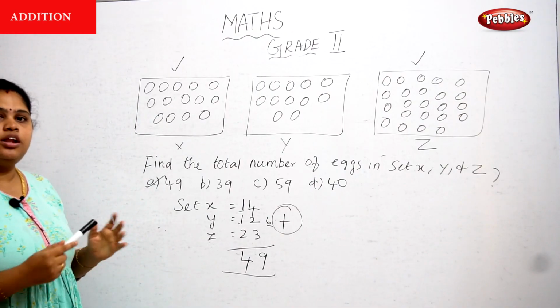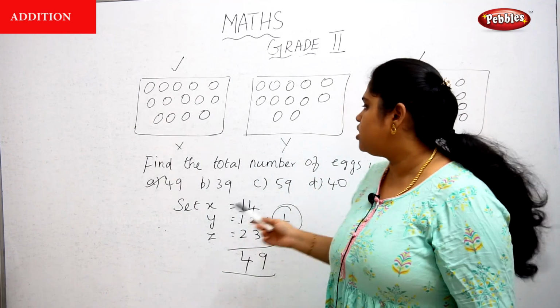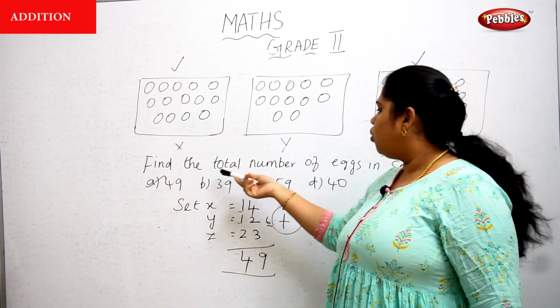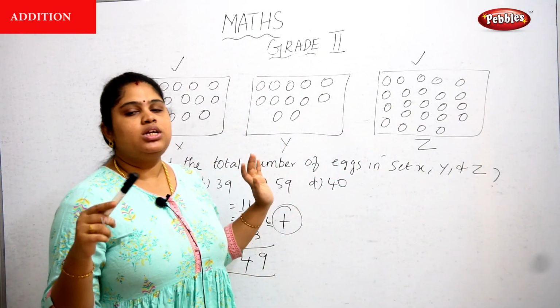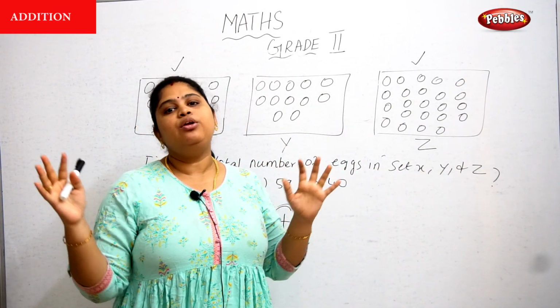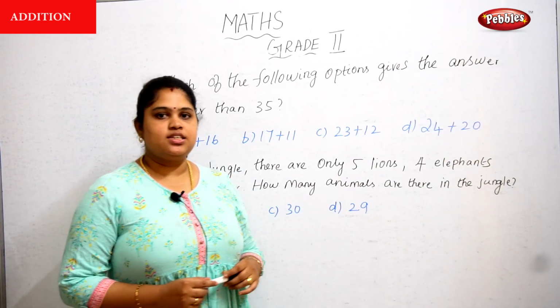Okay, children, do you all understand? Set X, set Y and set Z. What was the question given here? Find the total number of eggs in set X, Y and Z. So, what is the question? You have to add together. Okay, children, let's move on to the next question.